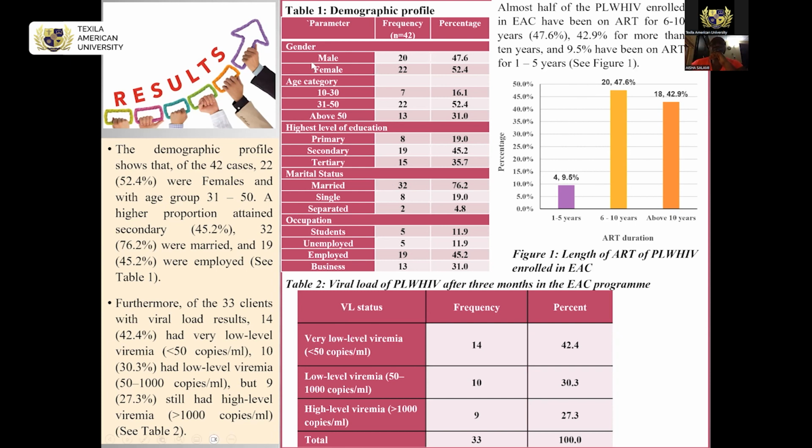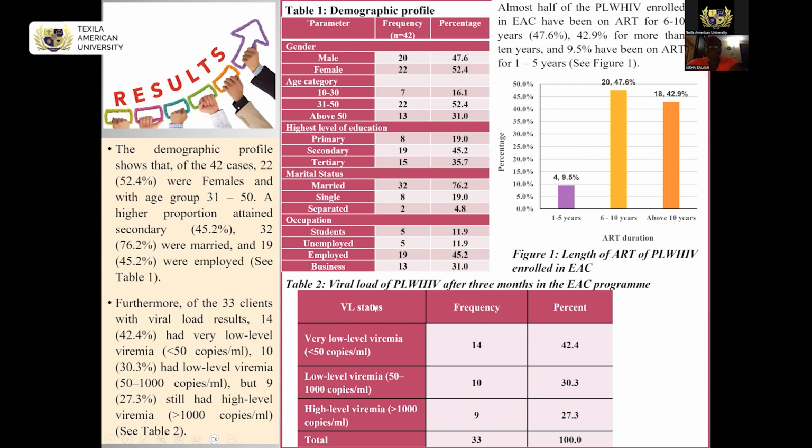So we see that the gender, the female, were really more than the male. Then we have the age categories, 10 to 30, 31 to 50, which is more, which is the 52%. So these are the highest. We categorize them into primary, secondary, and tertiary education. Then this is the marital status, if they are single, married, or separated. Then the occupation: the students, the unemployed, the employed, and the ones that are doing business, the businessmen.